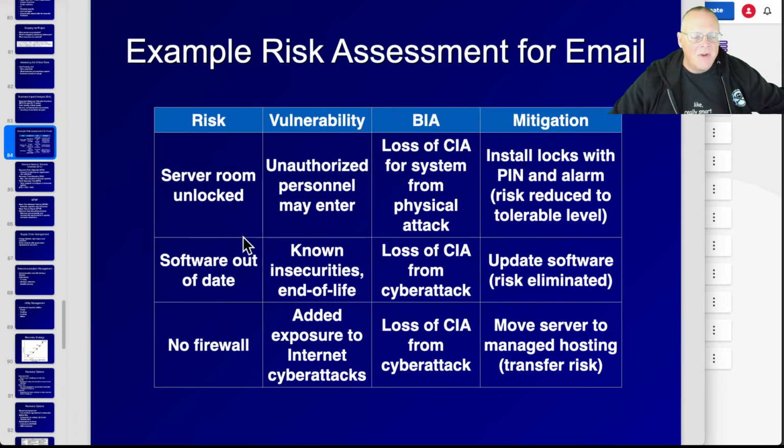So here's an example. If your server room is unlocked, then you have a vulnerability. People may enter, and this may cause people to turn off the equipment or break it. So you should mitigate it by installing locks. That would reduce risk. Your software is out of date, similar one, no firewall, a similar arrangement. You can assess your various risks and plan mitigations.